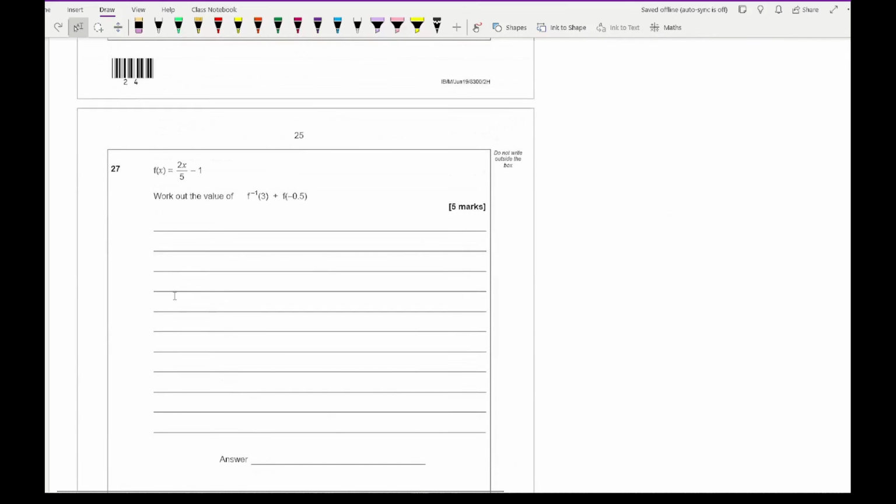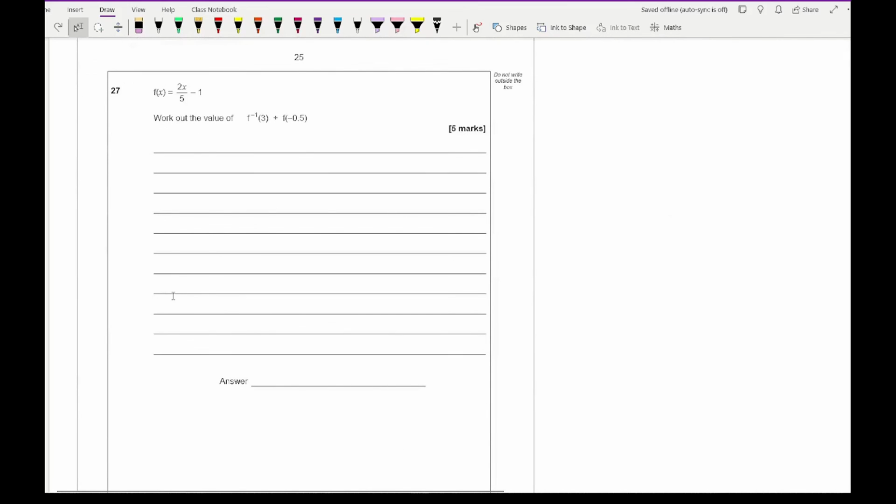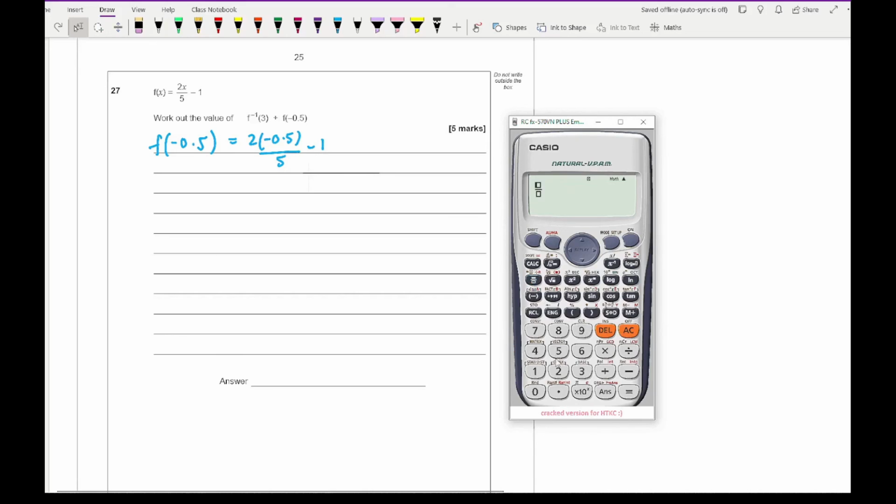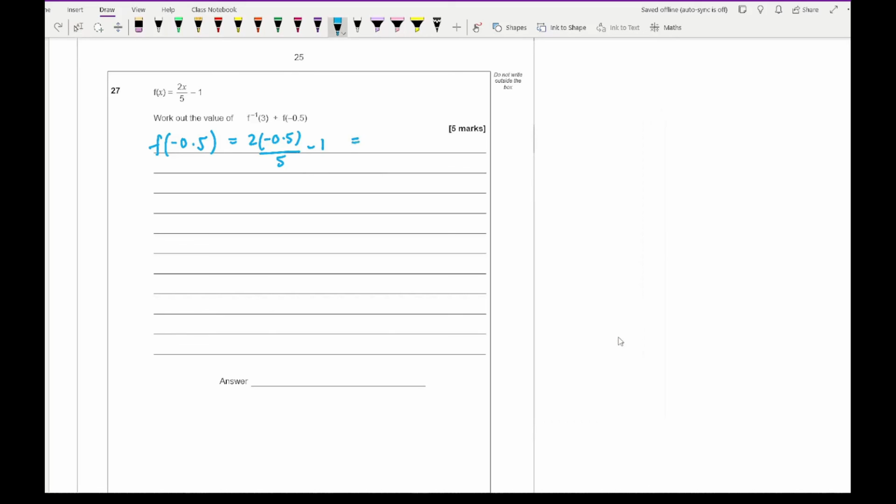Then moving on to our very last question. So question 27 involves functions. The question is asking, if f of x is 2x over 5 minus 1, work out the value of the inverse function of 3 plus f of minus 0.5. So first of all, let's work out f of minus half. All I need to do is substitute x equals minus half into the function f of x. So that's 2 lots of minus 0.5 divided by 5, minus 1. And if I get the calculator out, I get an answer of minus 6 over 5.